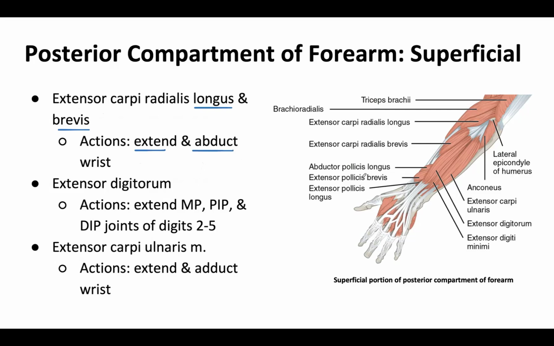In the middle of the superficial layer is going to be the extensor digitorum, and there is only one digitorum muscle on the posterior side, and this muscle, as its name would suggest, is going to extend the digits, specifically digits 2 through 5. Then the most medial muscle on this posterior side will be the extensor carpi ulnaris. There's only one extensor carpi ulnaris, and it will extend the wrist as well as adduct or be an ulnar deviation of the wrist.